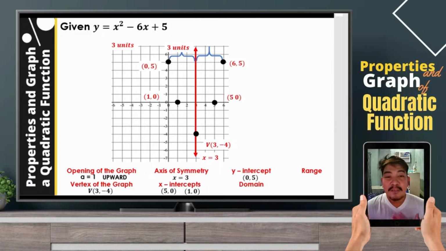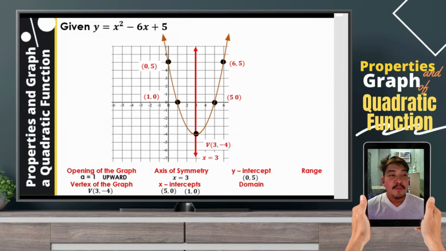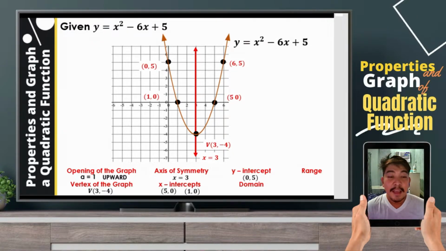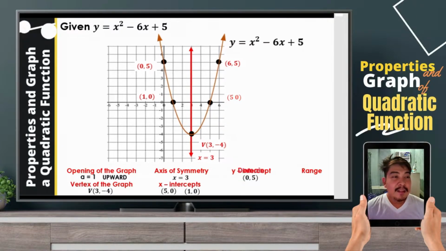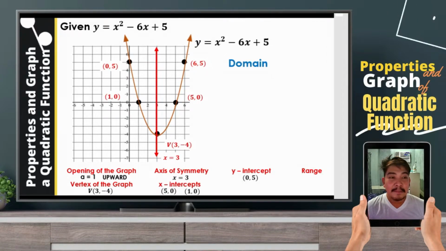So since we already have 5 points, we can connect them and form a parabola that opens upward. So the label or the name of this parabola is y = x² - 6x + 5. Okay, so we already have the graph of our quadratic function. Then, let us have the domain.